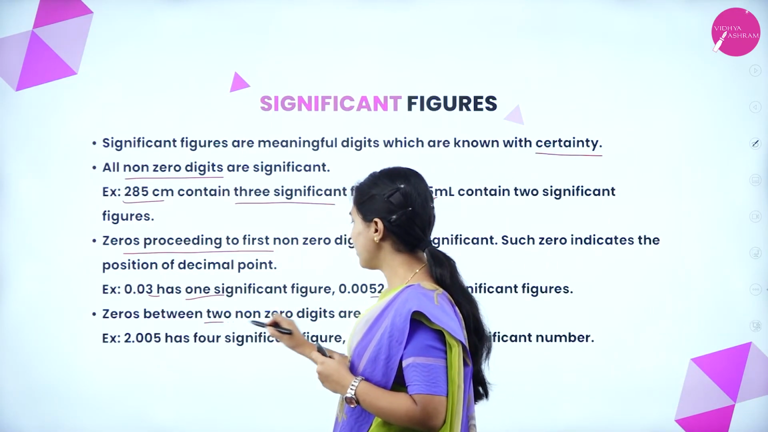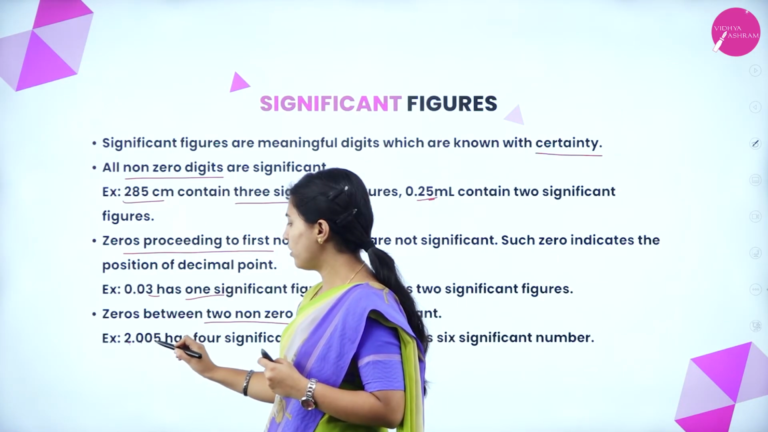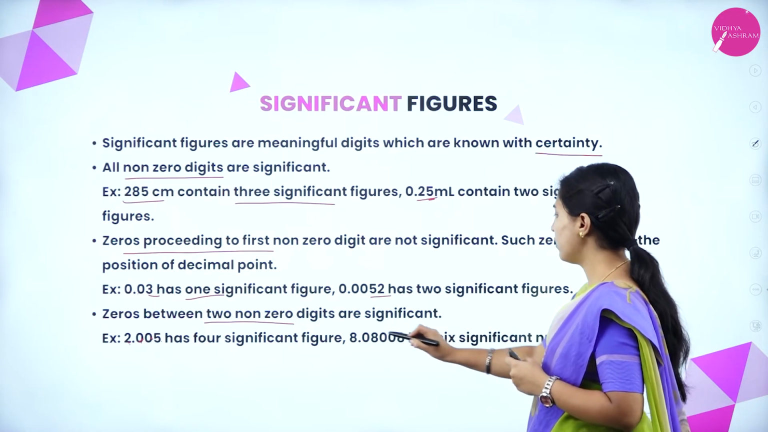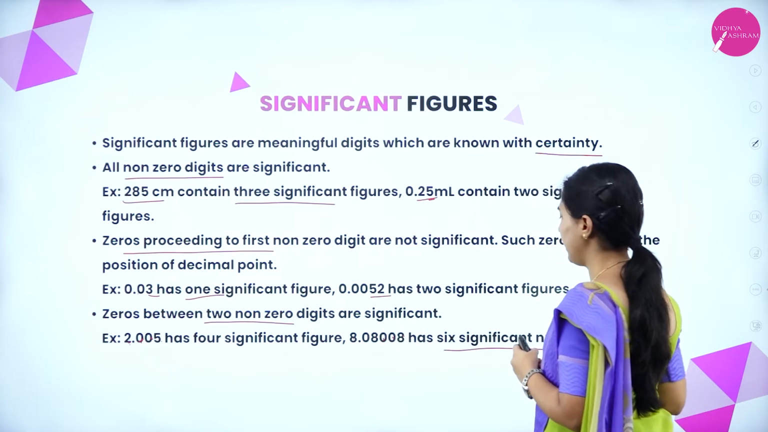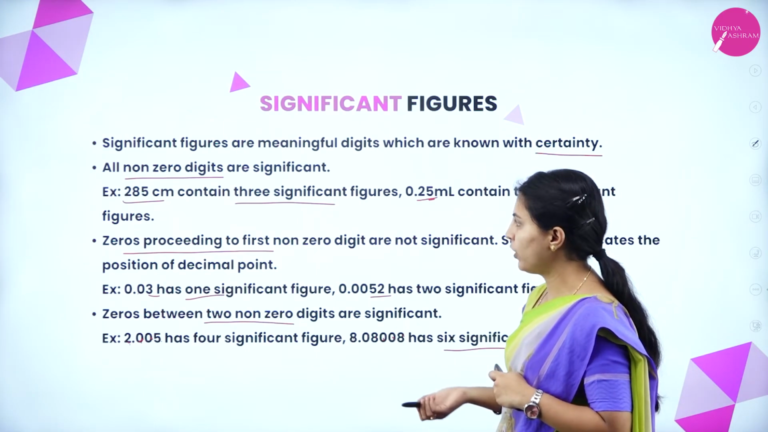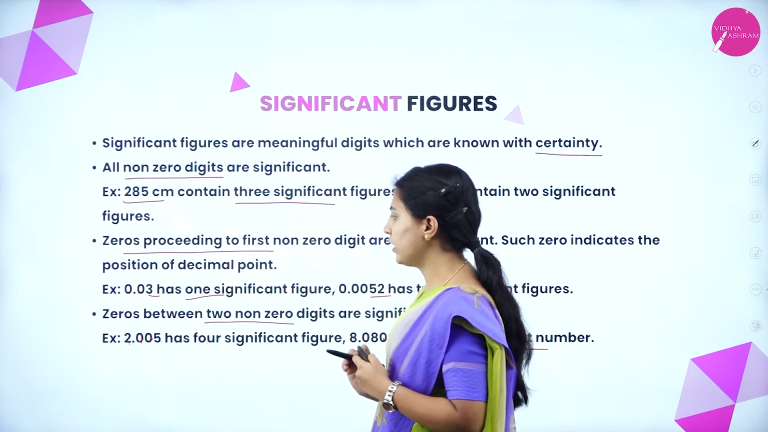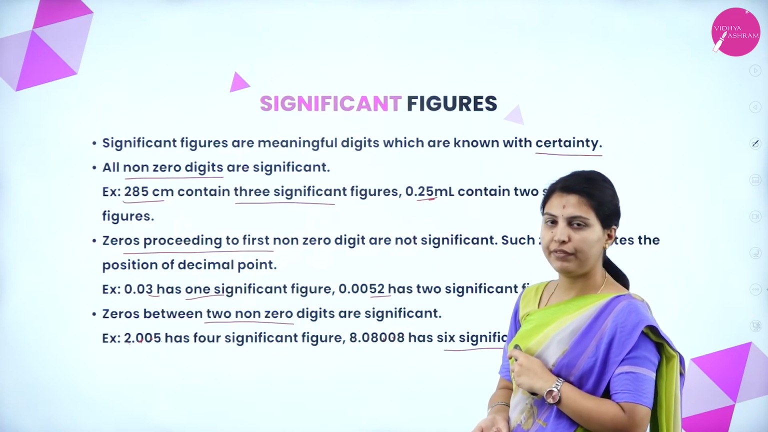Zeros between non-zero digits are significant. See here, non-zero, non-zero, and in between 0, but all are significant. Here also 1, 2, 3, 4, 5, 6: 6 significant figures. You have to understand, zeros preceding the first non-zero are not significant, but zeros between two non-zero digits are significant.